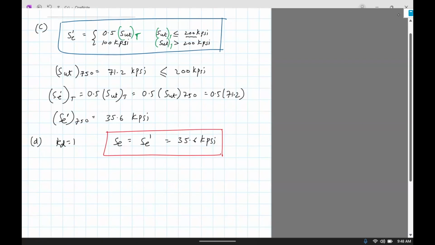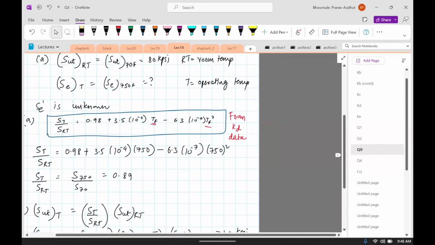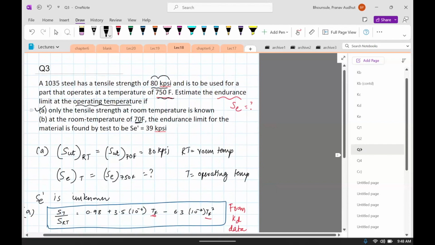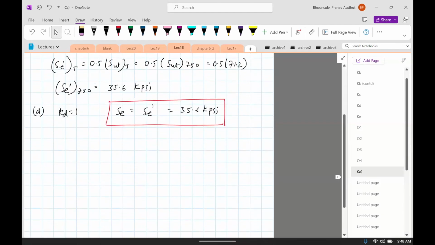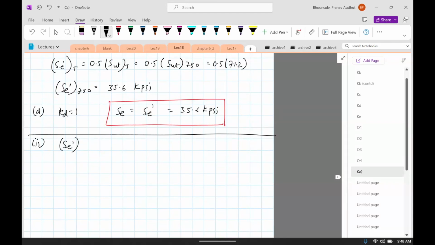Okay, so let's move on to the second part of the question. Now, at the room temperature of 70 F, the endurance limit for the material is found to be SE prime is 39. This is a case where you know what the SE prime is, perhaps from a lab experiment. So let's write that down. For the second part, SE prime at room temperature, or SE prime at 70, is given to us. It is 39 kpsi.